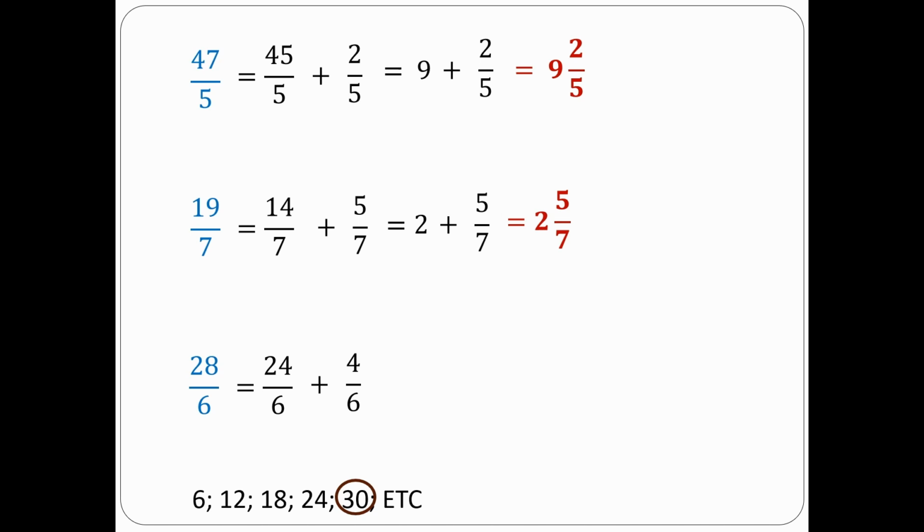So 24 divided by 6 is 4, and 4 over 6 will be simplified into 2 times 2 over 2 times 3. So we can cancel 2. So we were left with 4 and 2/3. And that's our final answer. Now you know how to convert an improper fraction into a mixed number.